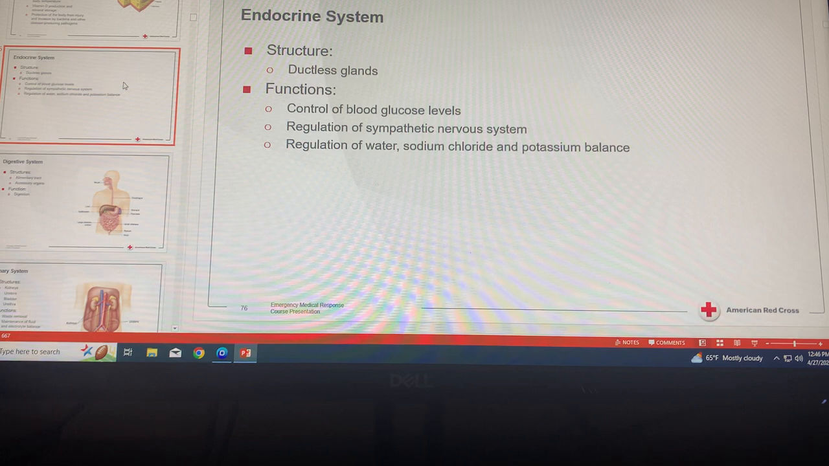The adrenal glands and pituitary gland are also involved in kidney function and regulate water, sodium chloride, and potassium balance. The body works to keep water and levels of electrolytes in the body in balance.